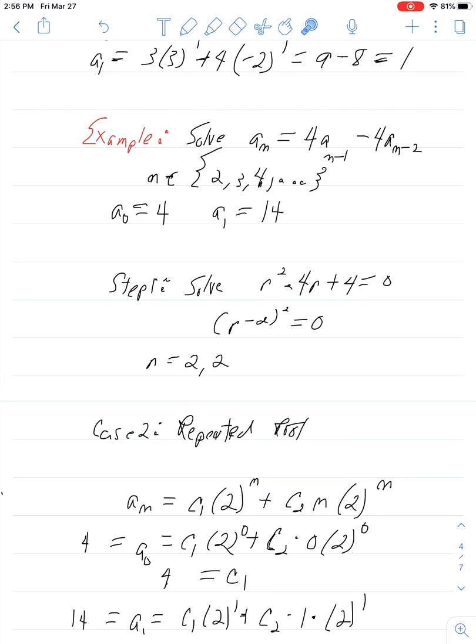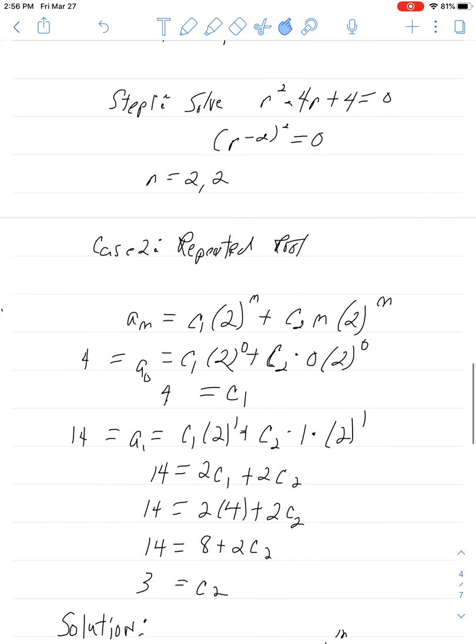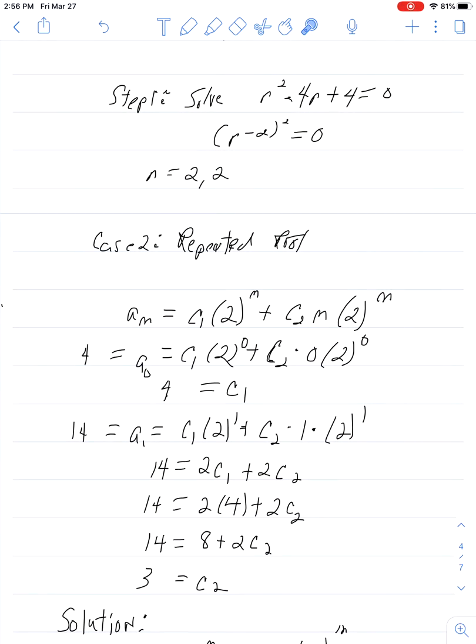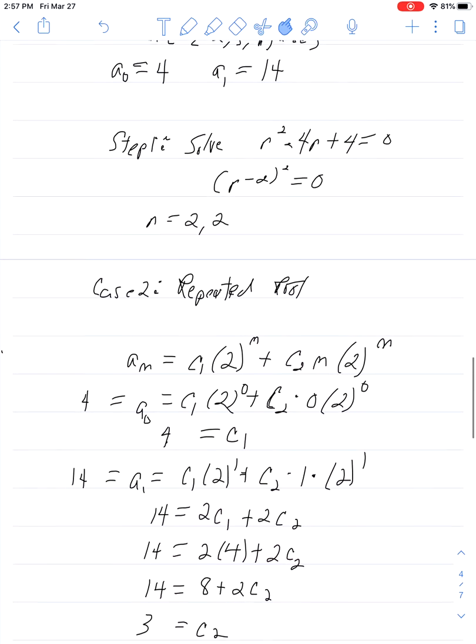And if I have a repeated root, then I'm actually in case 2 from our algorithm. And case 2 tells me that I expect a solution of the form c1 times 2 to the n plus c2 times n times 2 to the n. And all I have to do is solve for the c's. Well, I do that by using the initial conditions.